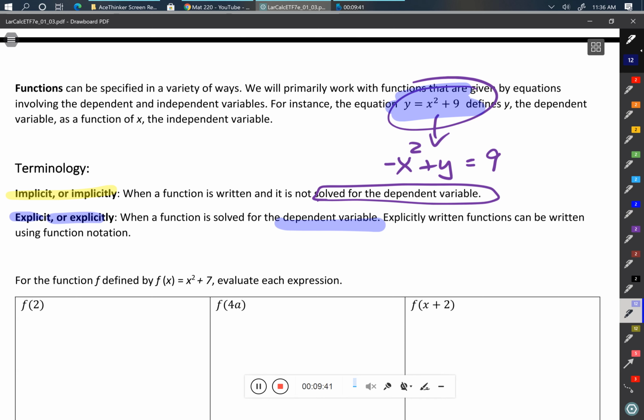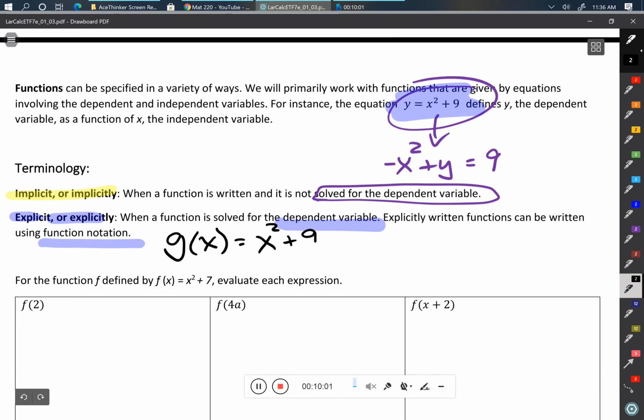Okay. And we can then rewrite those using function notation. Now, function notation is also sometimes referred to as Euler's notation. But it's the idea of replacing the dependent variable with a letter and a set of parentheses. So I could say that g of x is equal to x squared plus 9.